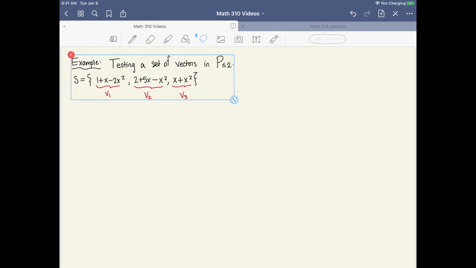So for this example, let's test a set of vectors, meaning we want to see whether they're independent or not, in the vector space consisting of polynomials of degree at most 2. The set that we're going to be looking at for this example is going to be 3 polynomials: 1 plus x minus 2x squared, which we'll call vector 1, 2 plus 5x minus x squared, which we'll call vector 2, and x plus x squared, which we'll call vector 3.